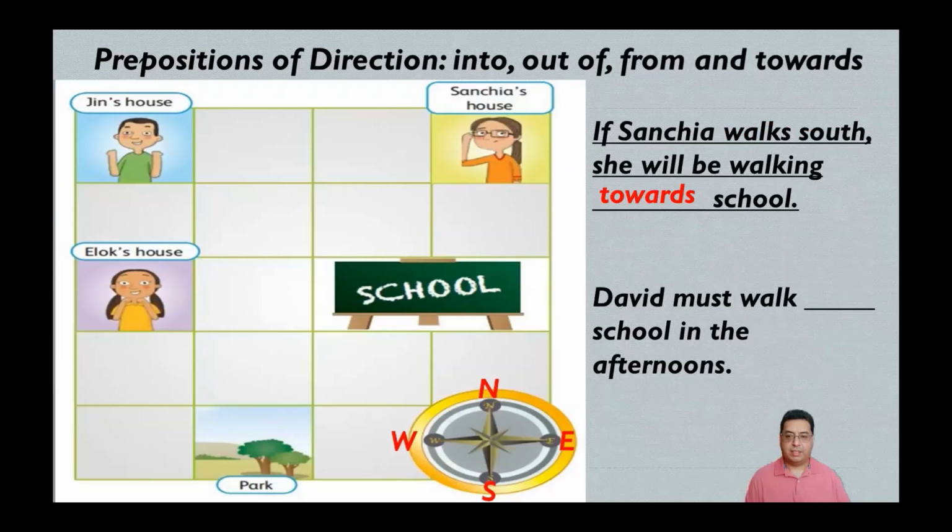And let's look at the sentence below it. David must walk blank school in the afternoons. So again, which preposition best fits here? From. David must walk from school in the afternoons.